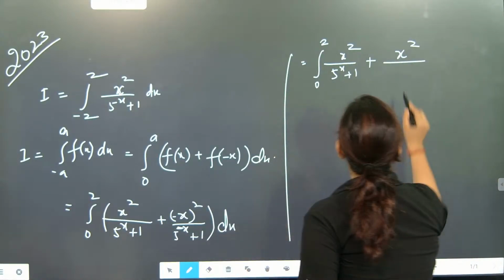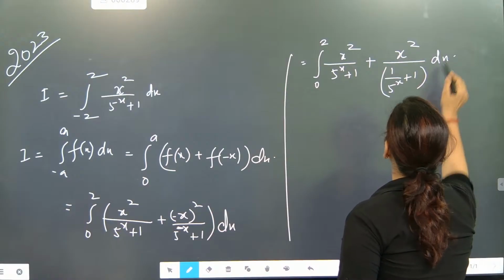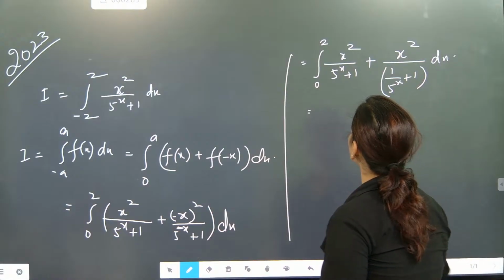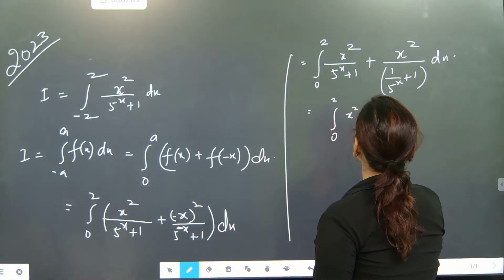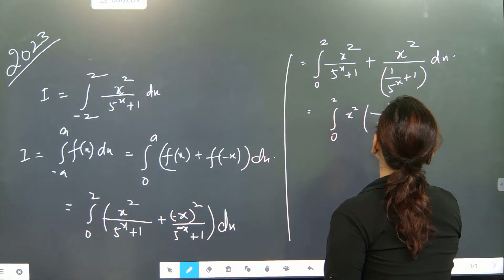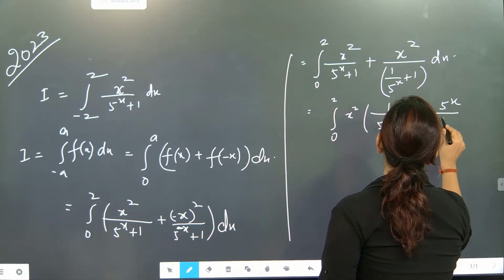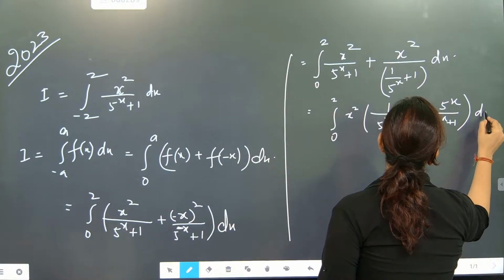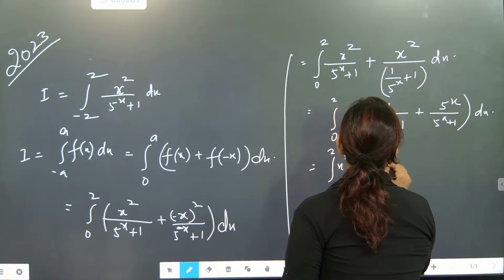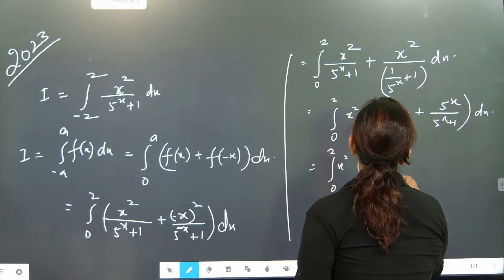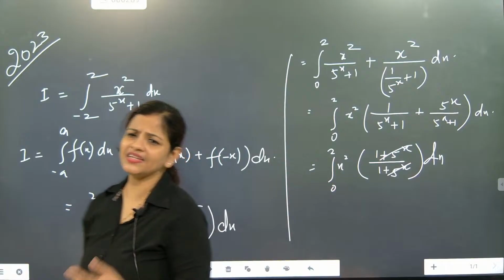Now look here. 1 by 5 to the power x plus 1 dx is there. So that means what? If we'll be solving it, 5 to the power x will go up. So now, from 0 to 2, you take x square common. It is coming as 5 to the power x plus 1 plus 5 to the power x by 5 to the power x plus 1. Actually, this looks difficult, but these types of questions are jackpot questions. Within some time you will be able to solve this question. This is done, only x square is there.